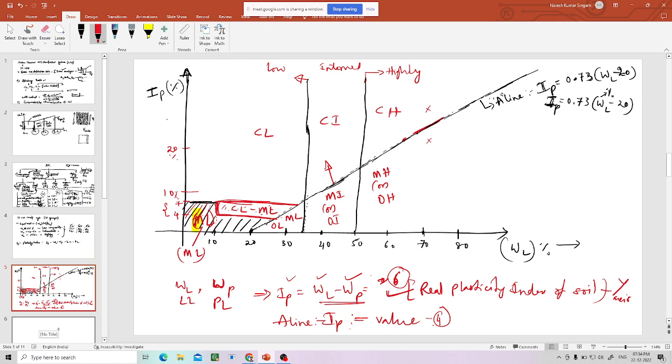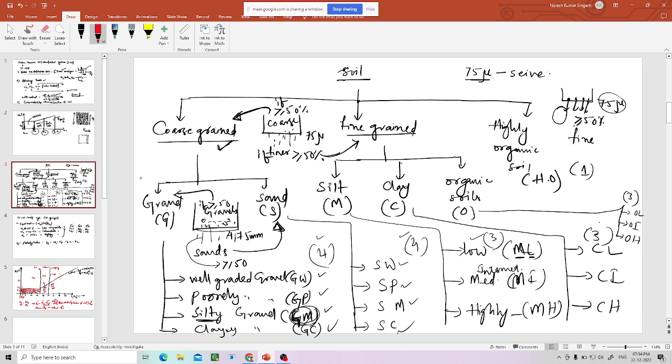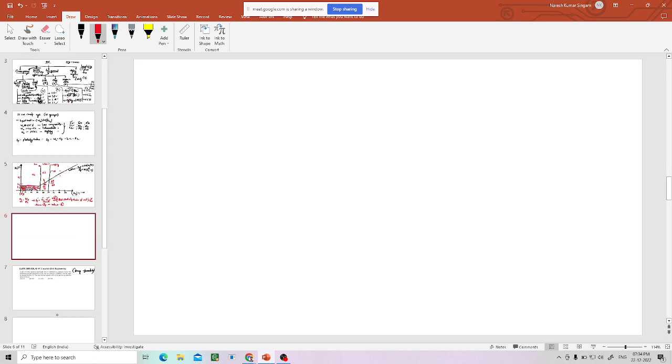Coming to clay, silt, organic. Now coming to gravel, sand, by using sieve analysis. Whether it is silt sand or clay sand, I will tell you how to divide that. Now you understood how to divide low compressible, medium compressible, highly compressible. I will give you examples of how to do that, like some problems.